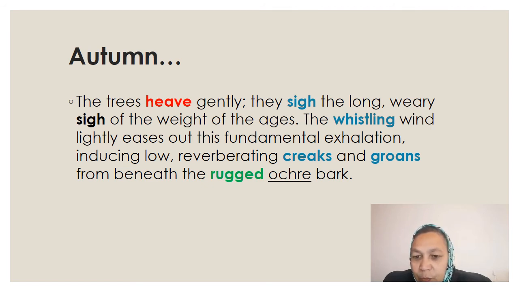Note particularly the use of words like sigh, creaks, and groans. Those contribute to a heavy kind of depressed mood that is created in the text. We know that autumn is a precursor to winter. Look at the use of the word ochre. Now, ochre is the word used to describe a reddish-brown color.